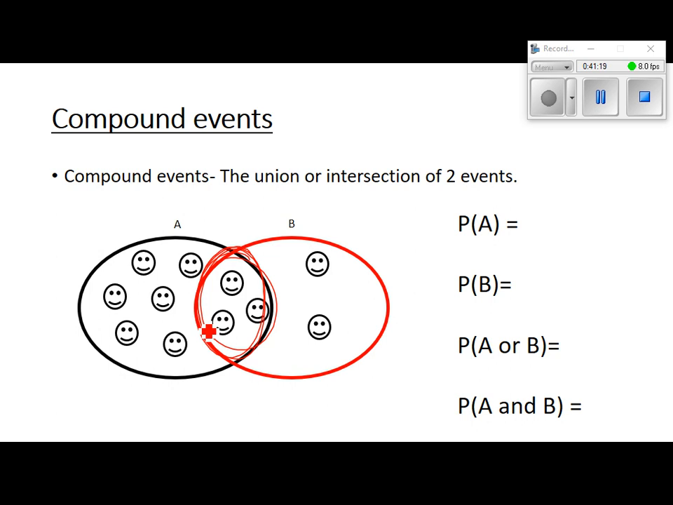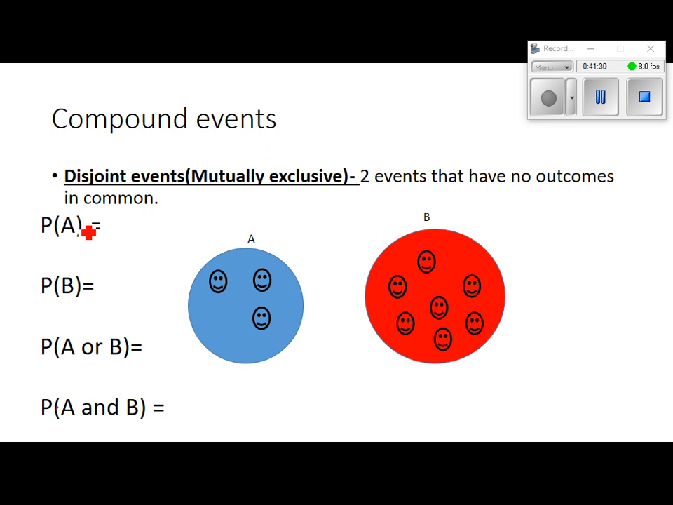If two events are disjoint, what would be true about these two circles? If they were mutually exclusive, would they share those people? That's what the next one says. They'd be disjoint if they look like this. They'd be mutually exclusive. They don't share each other. So then we don't really have to worry about it.